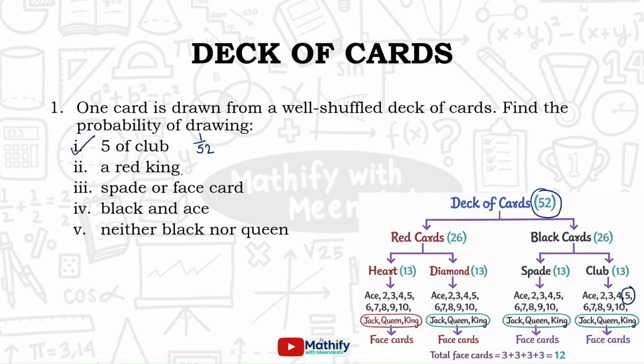Second, a red king. How many kings do we have of red color? One from heart and one from diamond. That means 2 by 52. You have to always write in simplest form, so I will write 1 by 26.